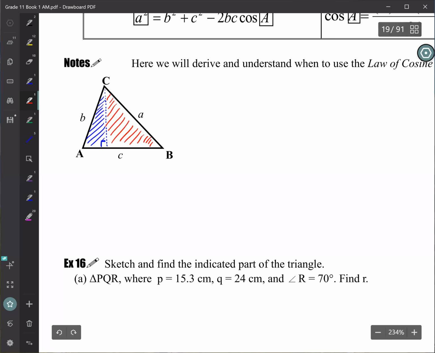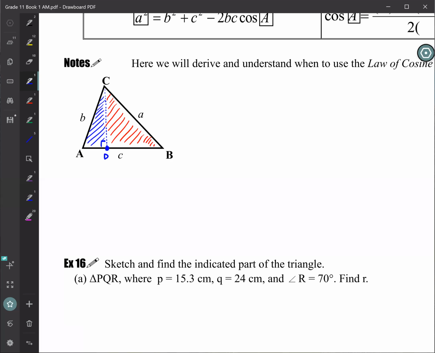Okay, so first we need to put some labels, okay? Because now you have a height. Let's create one point here. The point that the height is touching the side AB, let's call that D. Okay, any questions so far? This is the setup, okay?